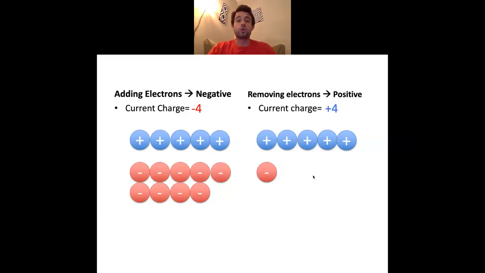So hopefully this shows you how, even though you'll hear phrases like add electrons or remove electrons, you might think adding is always positive and removing is always negative. That's actually flipped because remember, electrons are negative. So if you're adding something that's negative, you're going to get a more negative charge. If you're removing something that's negative, you're going to get a more positive charge.